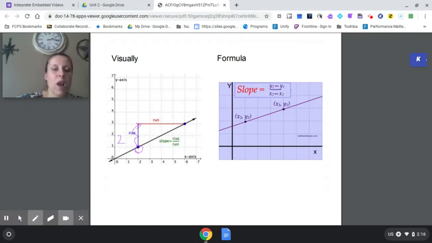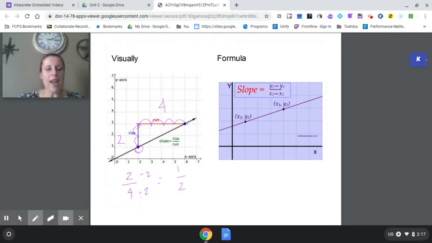Then I'm going to run, which run means horizontal change, 1, 2, 3, 4. So my run is 4. I moved up, which is positive, and right, which is positive. So my rise is 2 over my run is 4. These can both be divided by 2, so the reduced form of my slope would be 1/2.